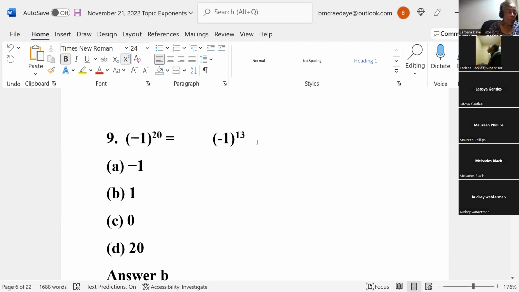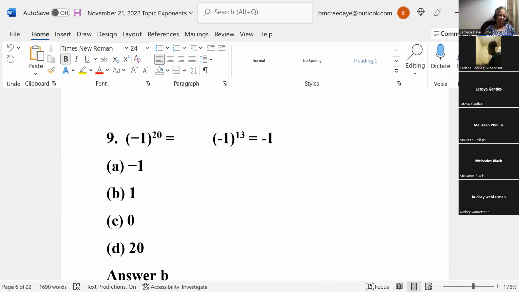So what would be the answer, Mercedes, based on that rule? So the answer would be 1. If minus 1 to the 20 and the 20 is an even number is 1, then if it's an odd number, it's going to be negative. So what would be the answer? Negative 1. Remember, it's just 1 times 1 times 1. Okay, got you.